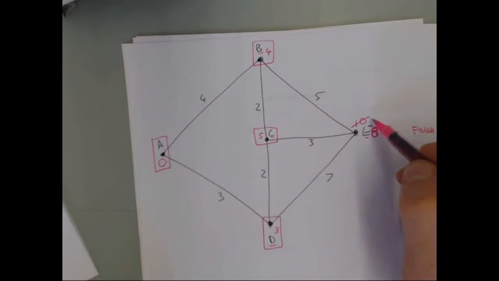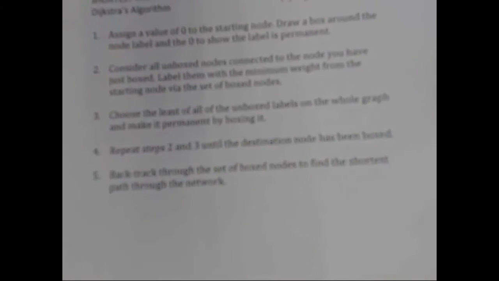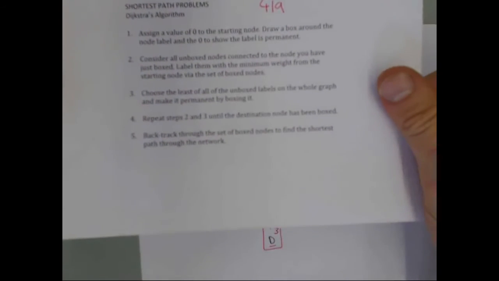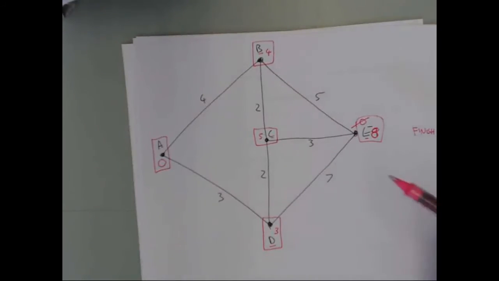And then lastly, draw a box around the smallest one. And now that we've got step 4, repeat steps 2 and 3 until the destination node has been boxed. So now we've boxed the destination node, we go to step 5. Backtrack through the whole set of boxed nodes to find the shortest path through the network.